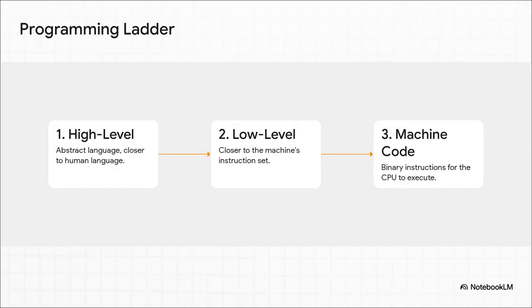But how do our human commands actually get to the hardware? Well, it's basically a translation process. A programmer writes in what's called a high-level language, something that's pretty easy for us humans to read. Then that gets translated into a low-level language, and finally, all the way down into machine code, just ones and zeros that the CPU can directly understand and execute.